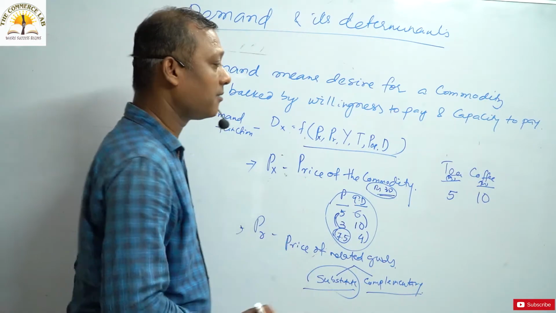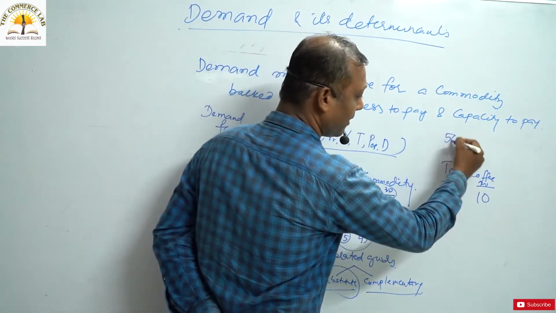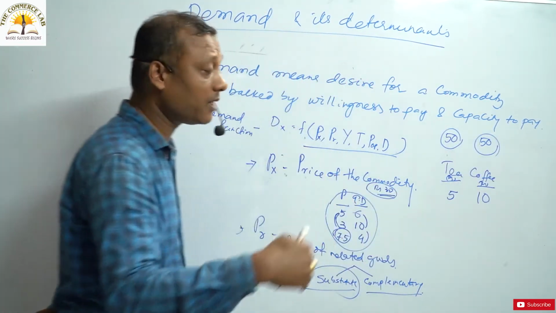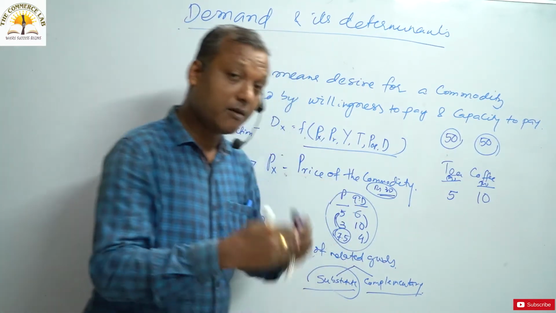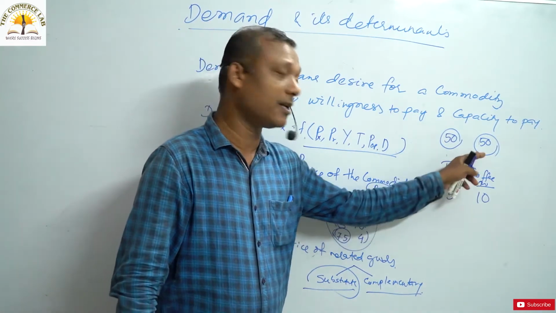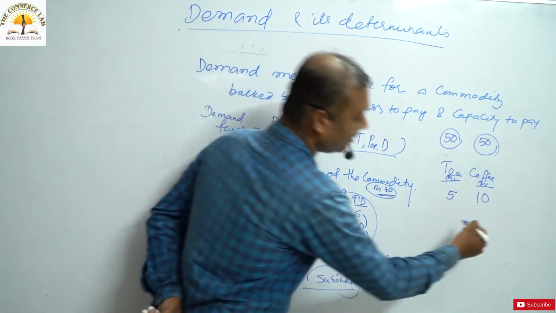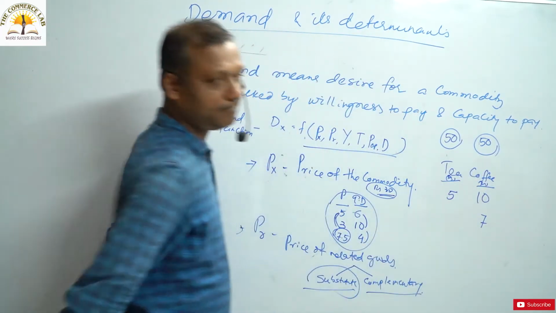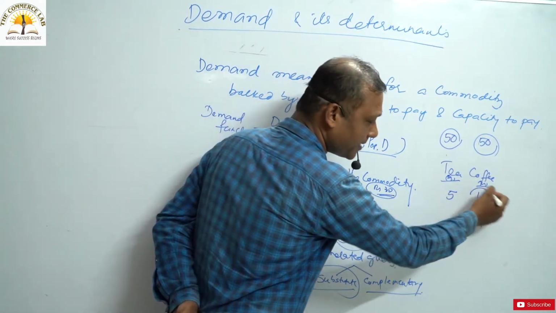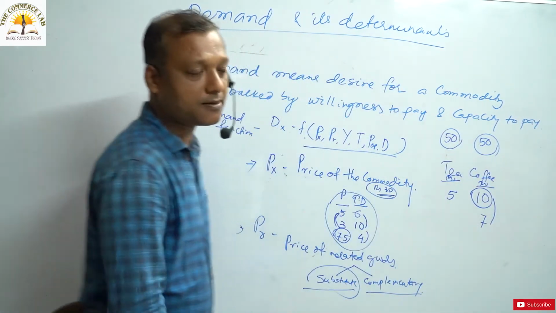Now, take for example, before the change in price, tea is consumed by 50% and coffee is consumed by 50%. Now, take for example, the price of coffee falls. Initially, the price of coffee is 10 rupees. Now, the price of coffee falls to 7 rupees.